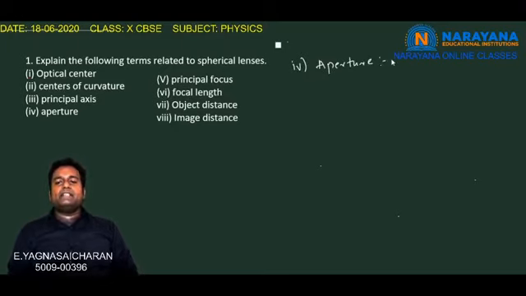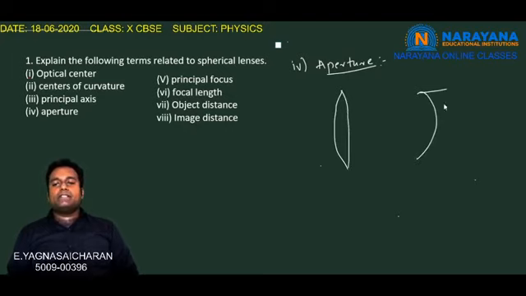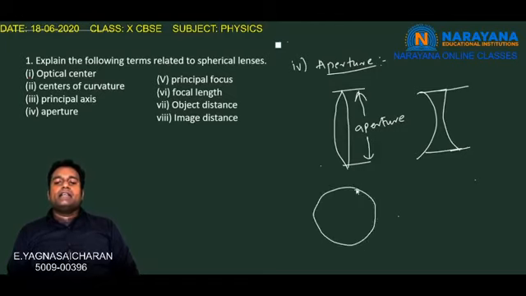For example, we consider a convex lens or a concave lens. Whatever the lens is, either a convex lens or a concave lens, the diameter of the boundary of this lens is known as aperture. So in this case also, the diameter of the boundary, for example, if we see the lens from this view, it appears to be circular. The diameter of this lens we are calling aperture.